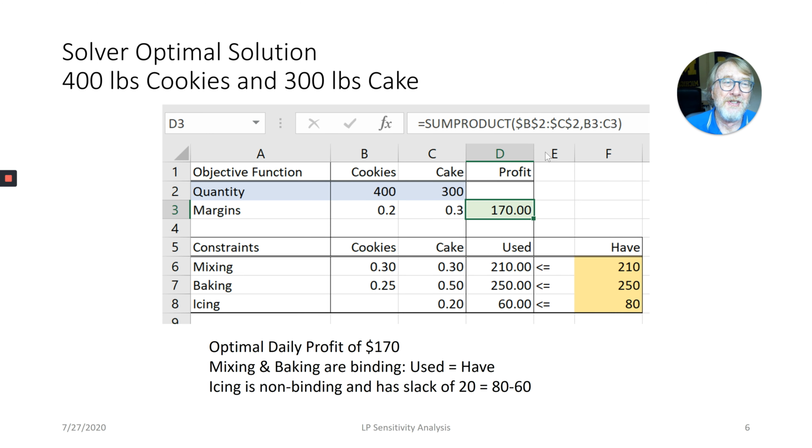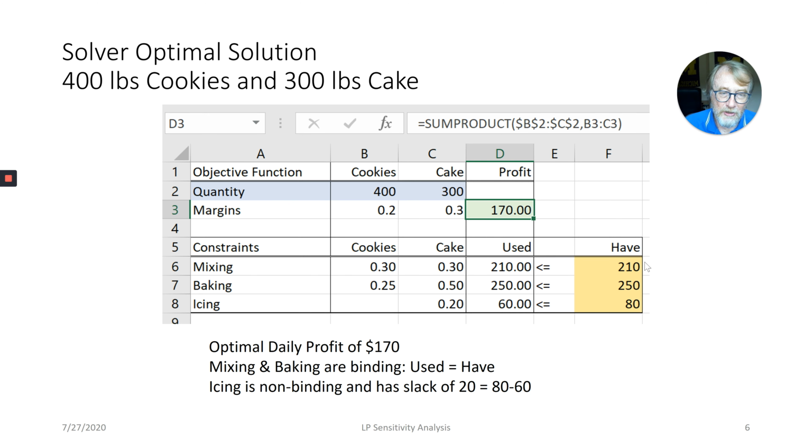We set this up in Solver and clicked, and we came up with 400 pounds of cookies and 300 pounds of cake for a daily profit of $170. Now, in the sensitivity report, we're going to ask: what happens if I change my coefficients, my margins, a little bit for cookies and cake? Let's say instead of 0.2, what happens if it's 0.25? Instead of 0.3, what happens if it's 0.28? And how does that change the solution?